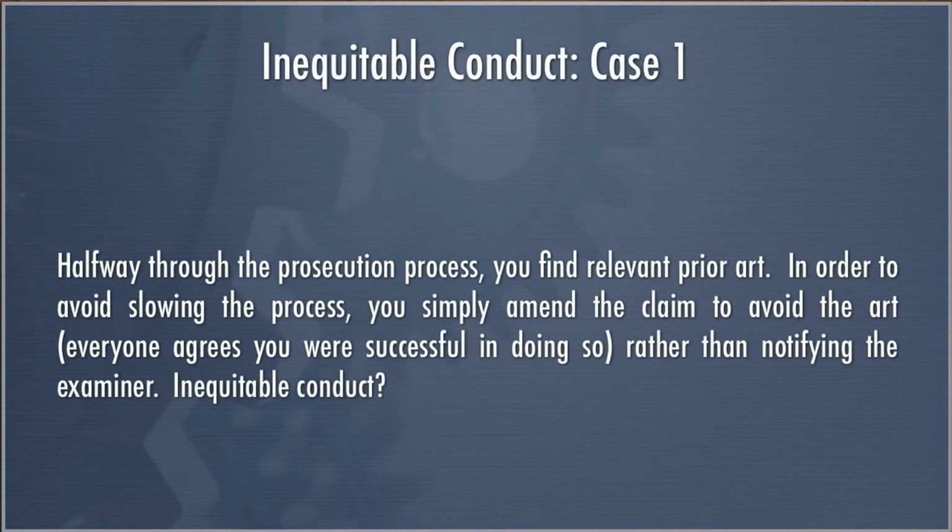So a few hypotheticals, I think, to work through are helpful, right? Halfway through the prosecution process, you find relevant prior art. In order to avoid slowing the process, you simply amend the claim to avoid the art. Everyone agrees you are successful in doing so rather than notifying the examiner, right? Is this inequitable conduct? This is one of those cases that I think has changed after Therasense.